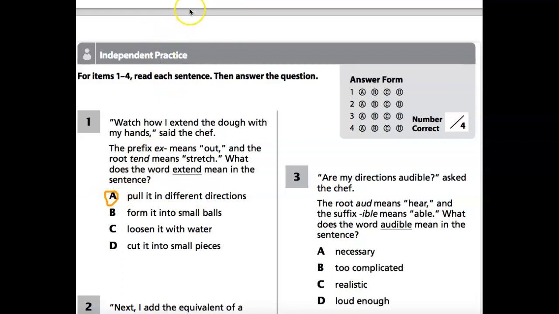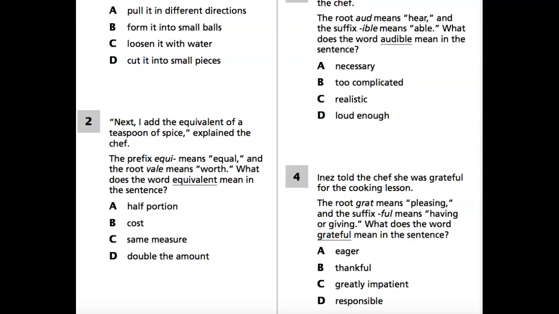All right, let's go on to number 2. Number 2 says, next, I add the equivalent of a teaspoon of spice, explained the chef. The prefix equi means equal, and the root valet means worth. What does the word equivalent mean in the sentence? Well, equal worth sounds to me like it means that it would be the same or equal. So let's look at our choices.